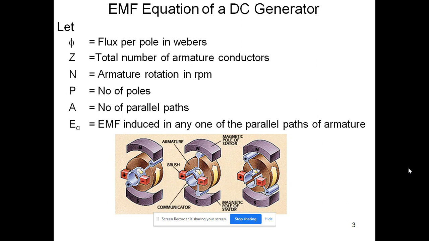Here in this diagram we can clearly see the poles. This is the north pole and this is the south pole, and this is the armature which is rotating in anti-clockwise direction, and these are the brushes. These are the brushes, and this one is the commutator. This commutator converts the AC current into DC current.